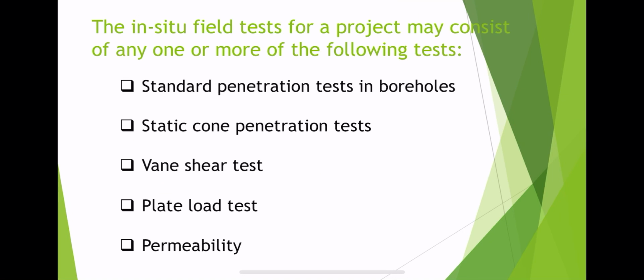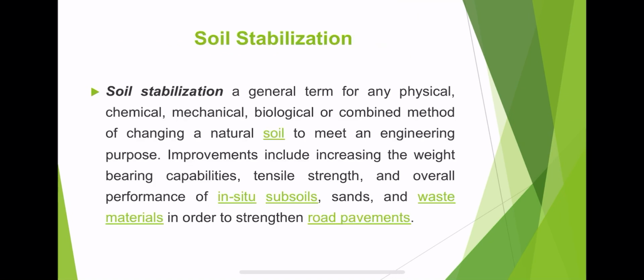Next, plate load test is conducted in the field itself to find the ultimate bearing capacity of the soil. Permeability test is used to determine the flow of water through soil. Permeability will be determined by constant head permeability or variable head permeability, depending upon the type of soil, either cohesive soil or non-cohesive soil.